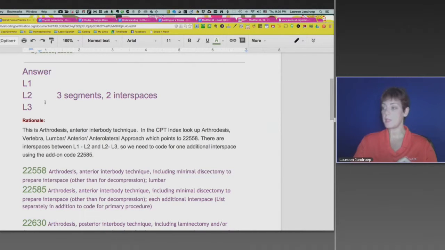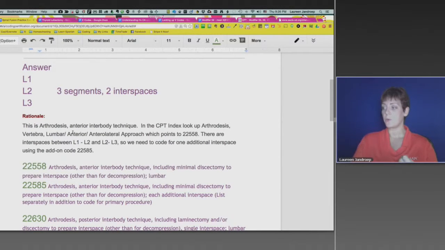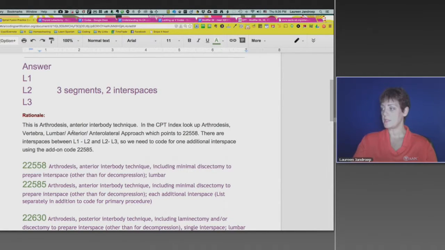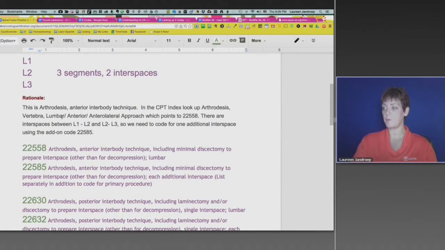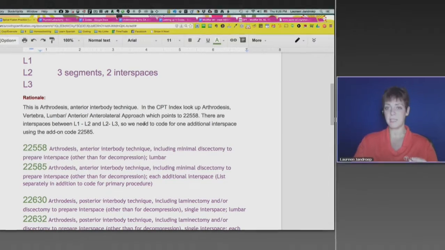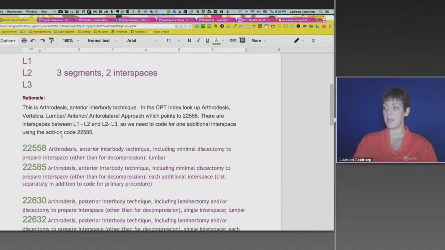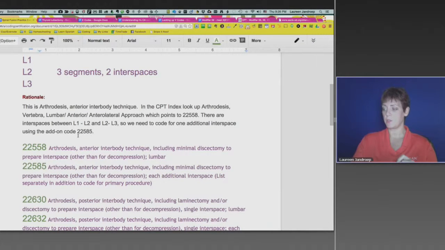The space between these is sometimes what the unit of measure is that we're looking for versus the actual segments. So this was an arthrodesis, which is a fusion, and therefore we're talking about interspaces. All right. So it goes on to say in the CPT index, look up arthrodesis, vertebra, lumbar, anterior lateral approach, and that points you to 22558. There are interspaces between L1 and L2 and L2 and L3, so we need to code for 1 additional interspace, not 2, using the add-on code 22585. Okay, so that's how you would break down that question.